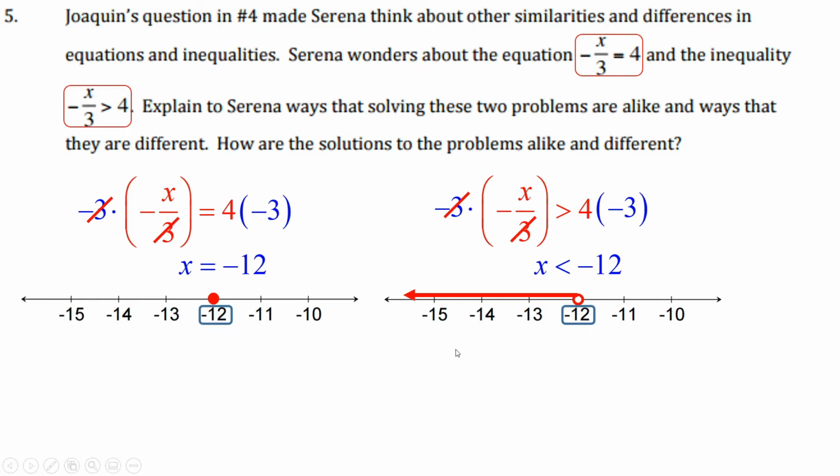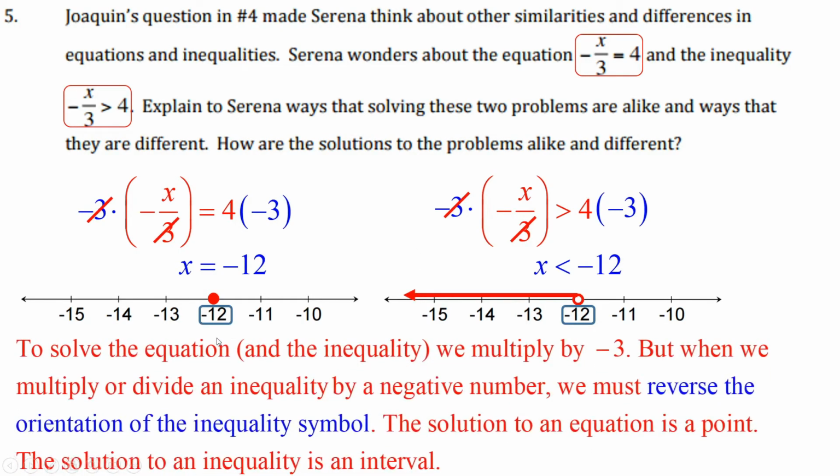So, explain to Serena ways that solving these two problems are alike. Well, we did our first step. We multiplied both sides by negative 3. And ways that they are different. When we did that, our solutions were very different because the solution to an equation is a number, and the solution to an inequality is a set of numbers. It's an interval of numbers.